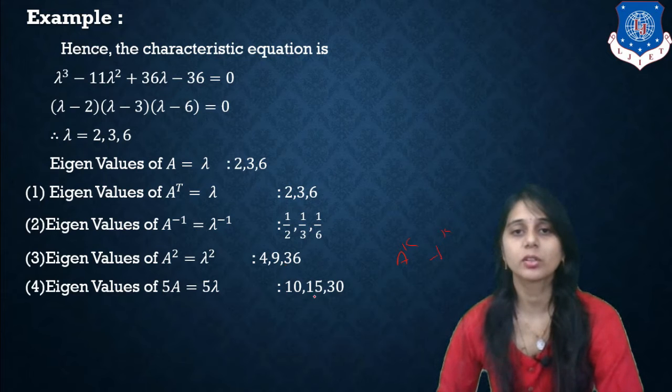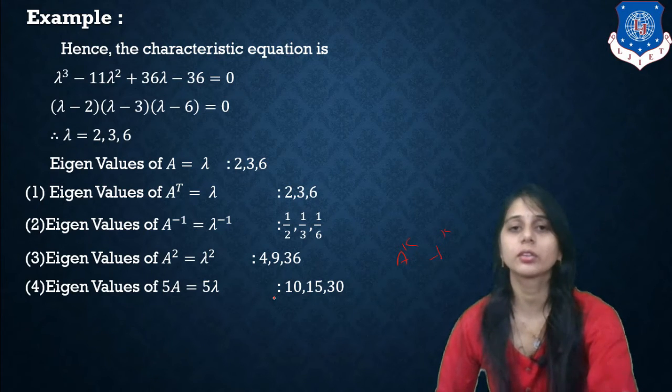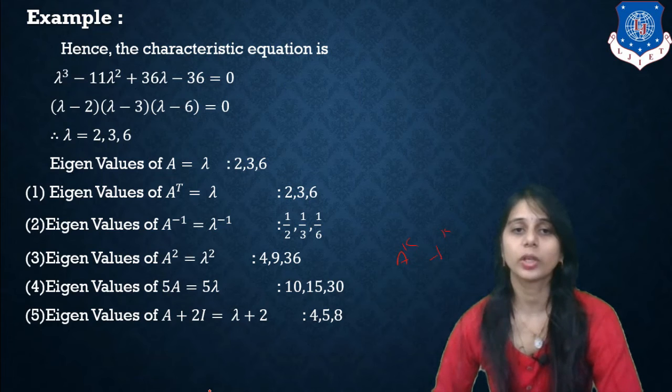5A, we are multiplying the constant with the lambda or eigenvalue. We are getting 10, 15 and 30. And the last one is A plus 2I, equal to lambda plus 2: 4, 5, 8. Okay.